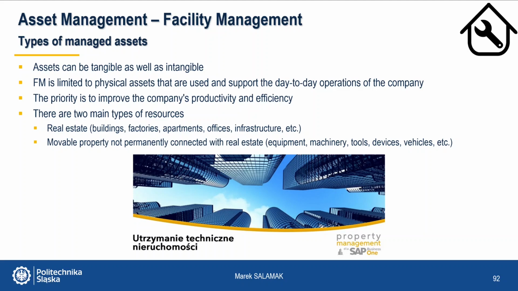There are two basic types of assets: real estate, like buildings, factories, apartments, offices, infrastructure, bridges, etc., and movable property. I mean, items that are not permanently connected to real estate, like plant equipment, machinery, tools, devices, vehicles, etc.